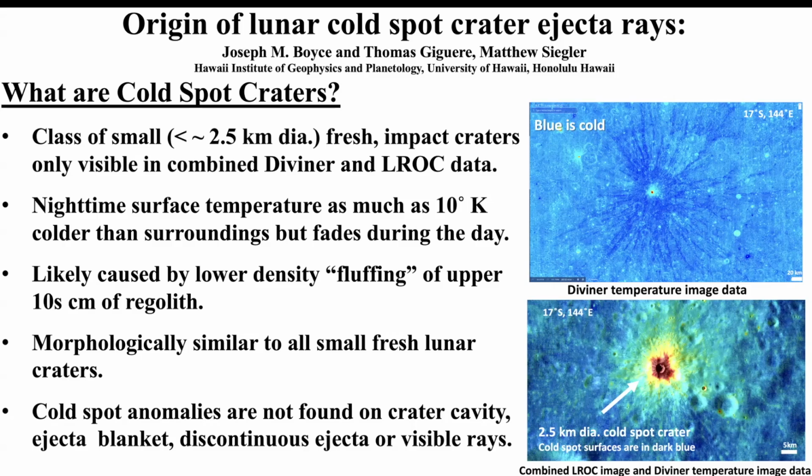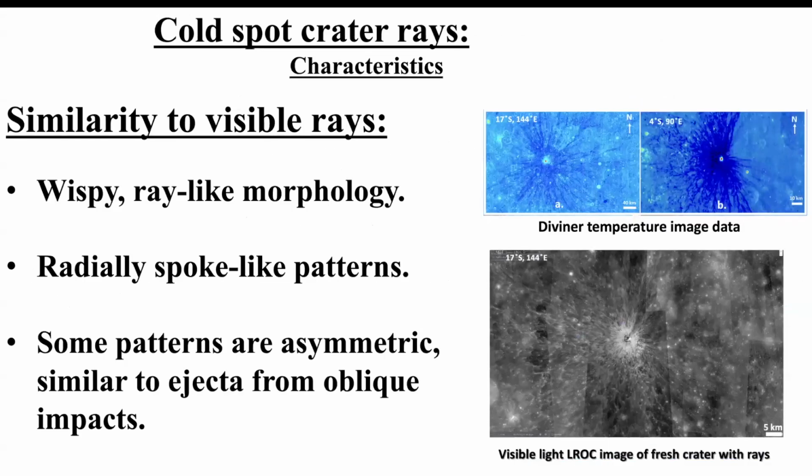And these cold spot anomalies are not found in the interior, inside on the floor of the crater or the wall of the crater. So that's the type of crater. So let's look at the similarities.